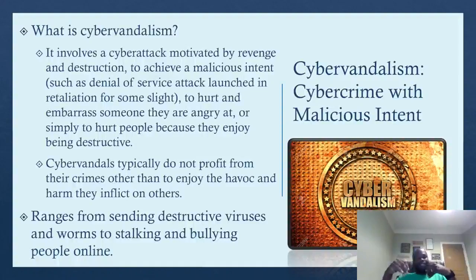Cyber vandals, compared to cyber criminals who want to engage in cyber theft, are not out for profit. They're not out to make a buck or make a living. They're out to simply destroy, wreak havoc, and inflict harm on others. Typically with cyber vandalism, they're either going to send destructive viruses or worms, or they're going to stalk or bully people online. Again, they're not doing it for money. You can even say, I'll pay you to stop it. They don't care. They just want to troll and make people's lives miserable, right?